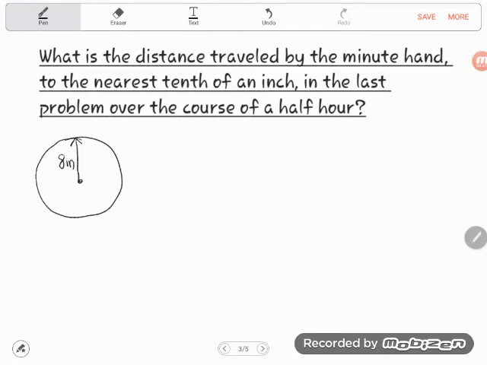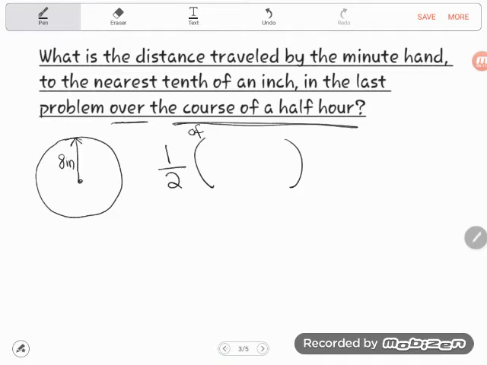And it's almost the exact same problem, but this time I want to know how much it's going to travel over the course of a half an hour. And students lose their brains. Like, how could I ever figure out a half an hour? What am I going to do with half? And I'm like, guys, half of an hour? You're going to take half of the circumference. And remember, of means multiply. And we just figured out the circumference.